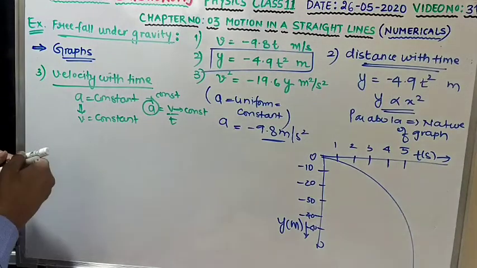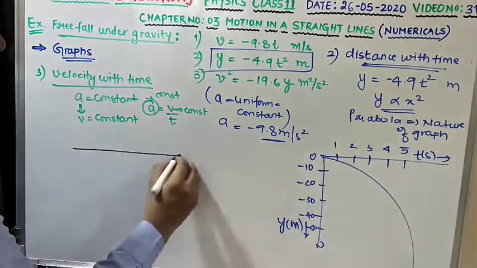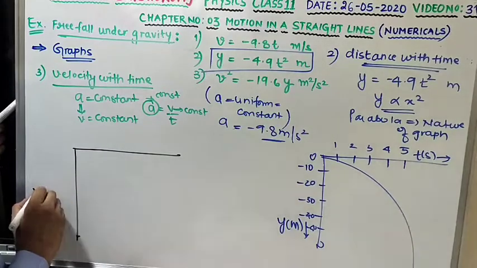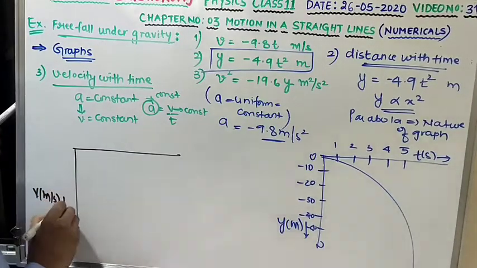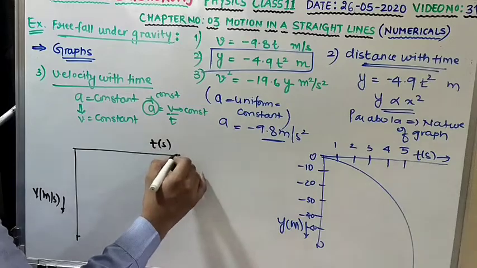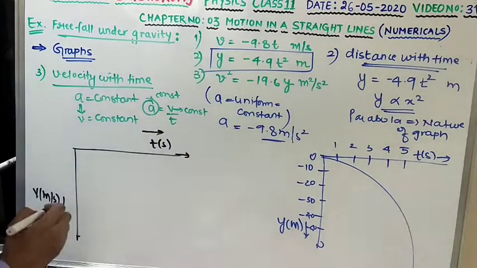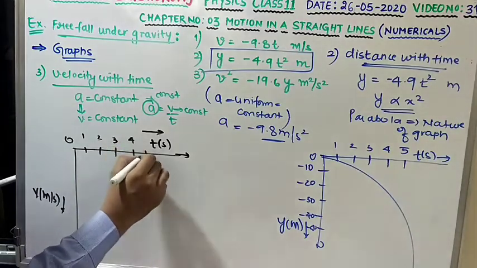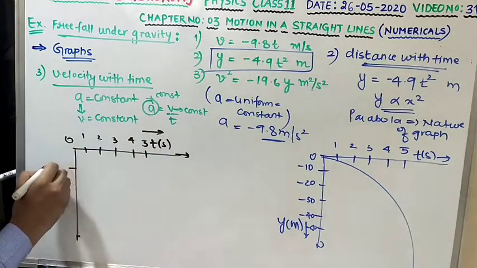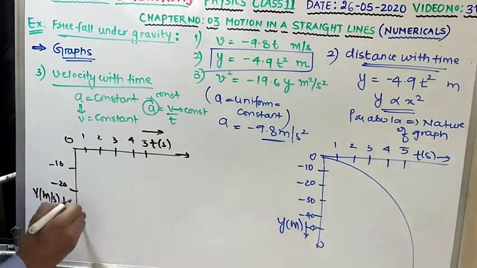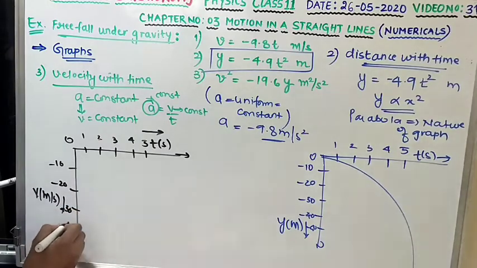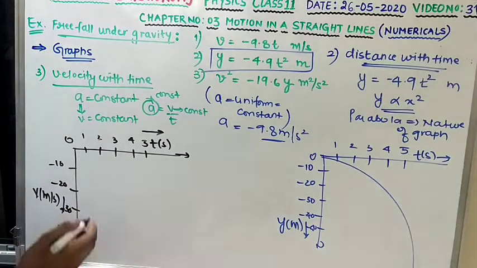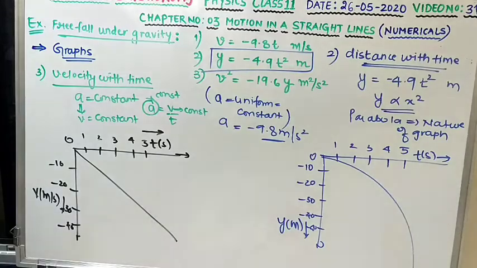So my graph for velocity versus time. The velocity axis will be in meter per second downwards. Time will be in seconds. This side 0, 1, 2, 3, 4, 5. Here I can take minus 10, minus 20, minus 30, minus 40. Clear? And your graph will be a straight line.